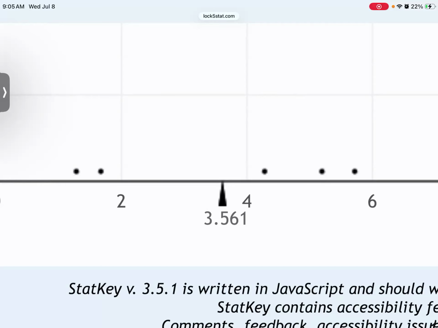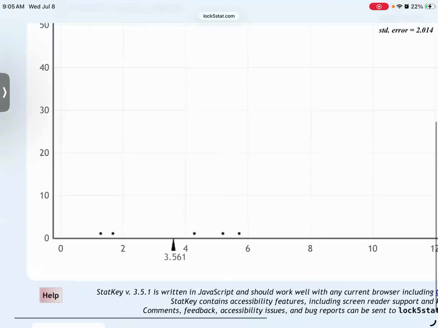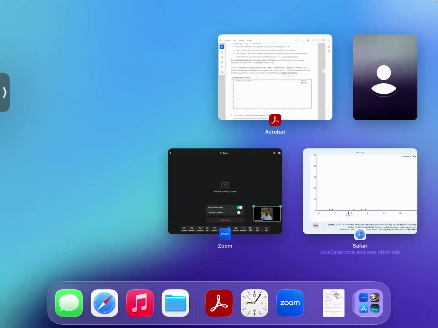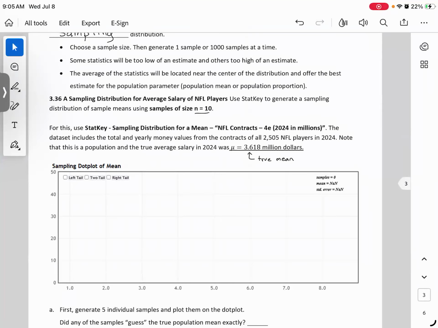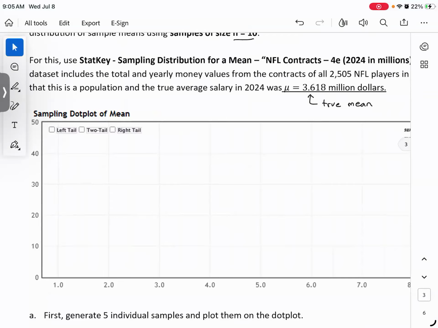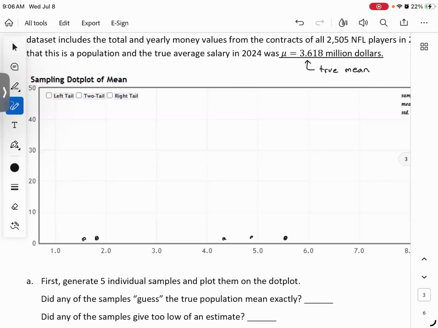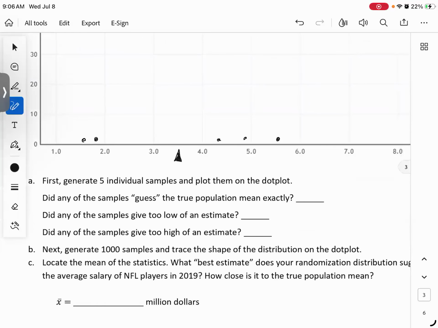So 3.56. And here's what I want you to do. I want you to come back here to the lecture handout and try to put about where your dots were. Again, it doesn't have to be perfect. I had a couple that were a little bit before two, and then I had some that were in the fours and the fives. And then the arrow for mine was at about 3.5, where the best guess was. And so a few little things that we want to catch up on here for part A is, did any of your samples guess the truth?